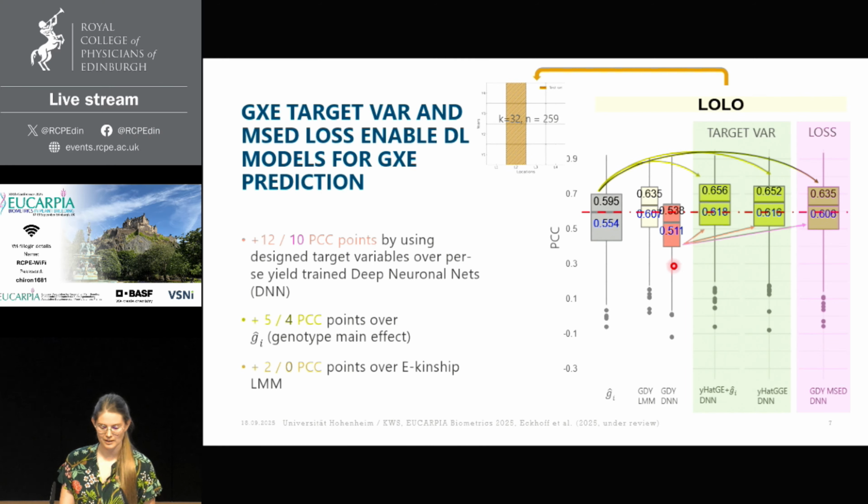And last but not least, we could show that the target variable approach performs slightly better, so plus 2 PCC points over the classical E-kinship model, and the loss function approach performs just as well.